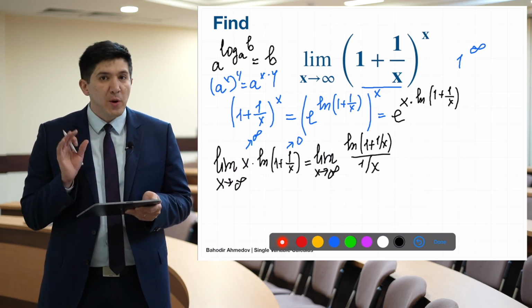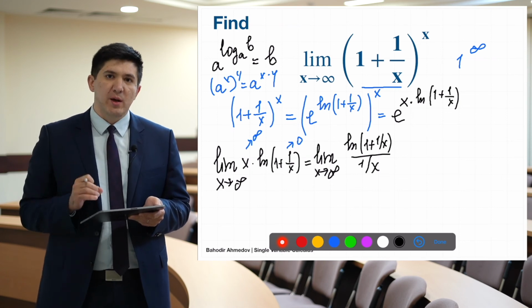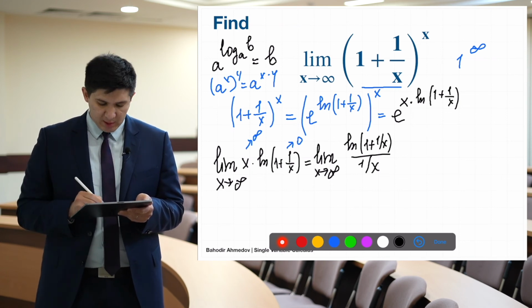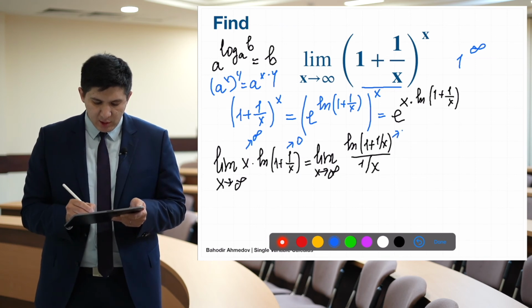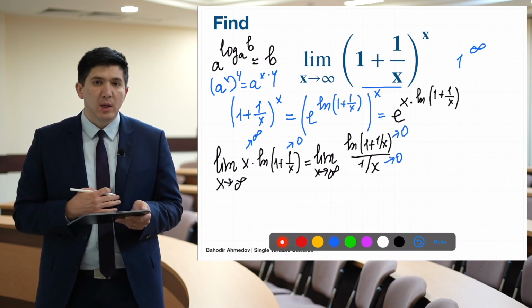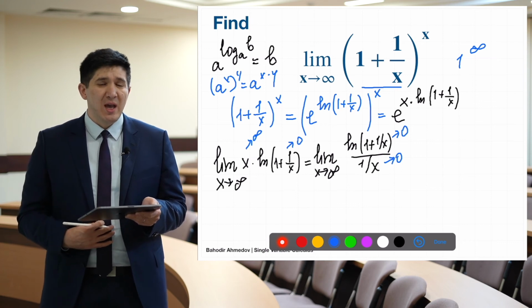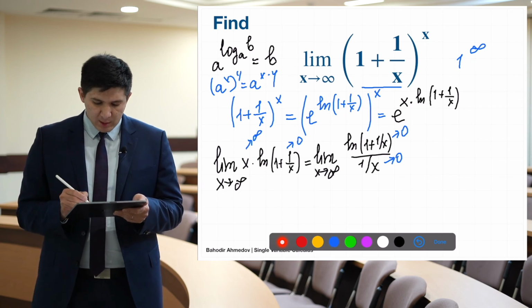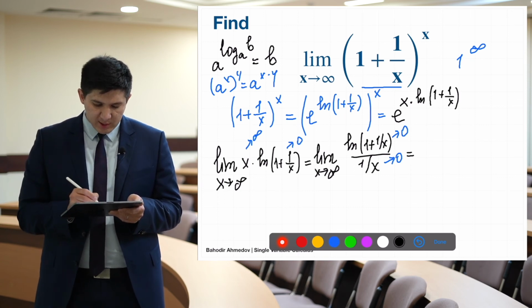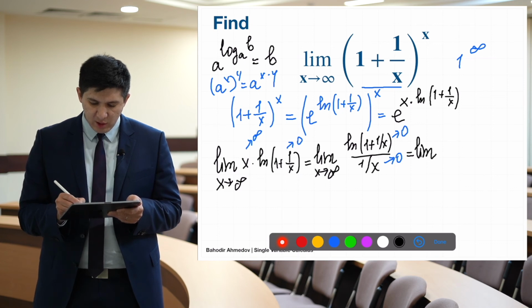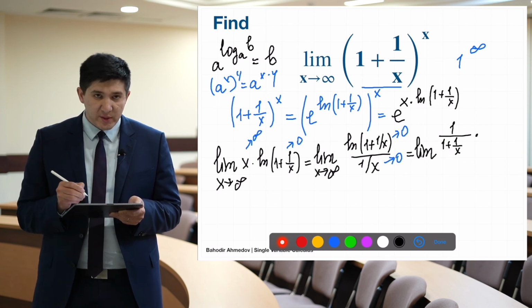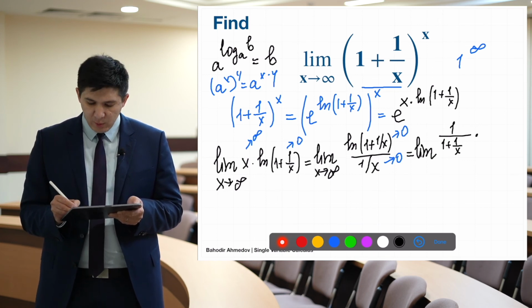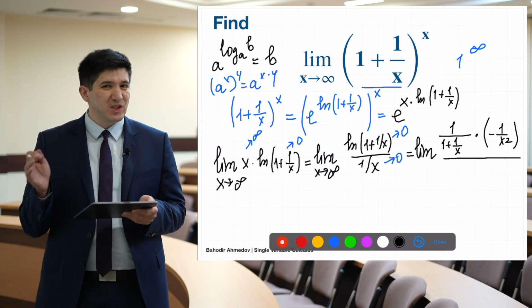So now this is going to be the perfect example of an indeterminate limit of the type 0 over 0, because when x goes to infinity, this term goes to 0 and this term goes to 0, right? Because 1 plus 1 divided by x goes to 1, and ln of 1 is equal to 0. So I'm going to take the derivative of both parts. The derivative of the numerator is going to be 1 divided by 1 plus 1 over x, times the derivative of 1 plus 1 over x, which is minus 1 divided by x squared, according to the chain rule.